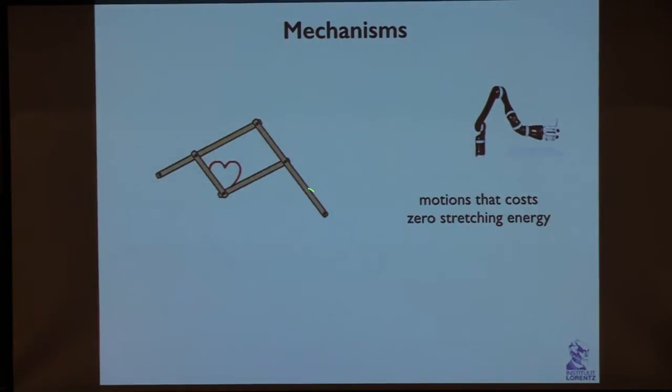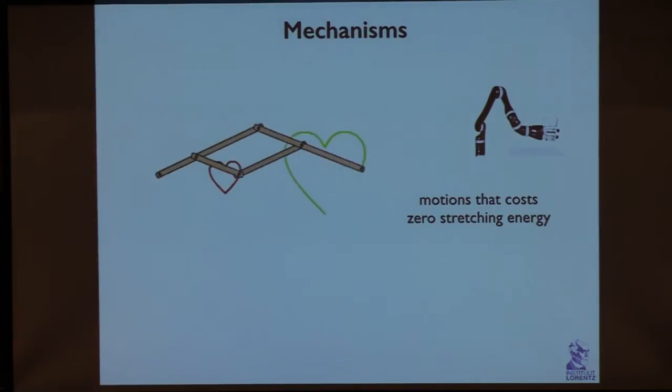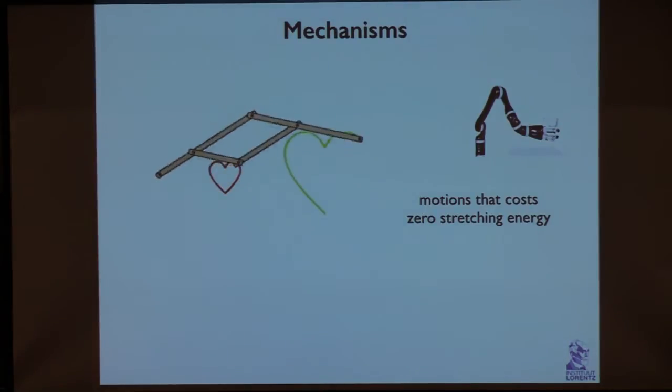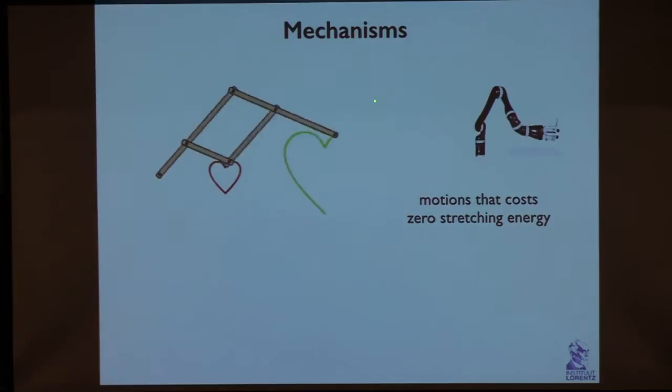Namely, you want to analyze a mechanical structure and identify those motions that exist that cost zero stretching energy of the basic components. A very familiar example that you might have played with when you were a kid is a pantograph. Here, there is clearly a motion of this structure that does not stretch any of these rods.